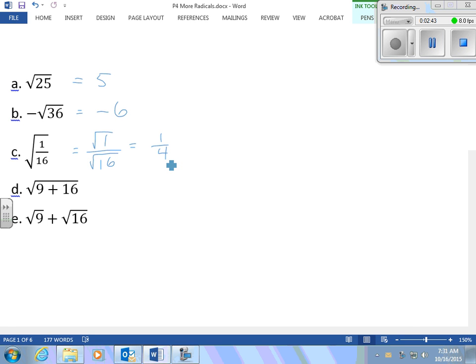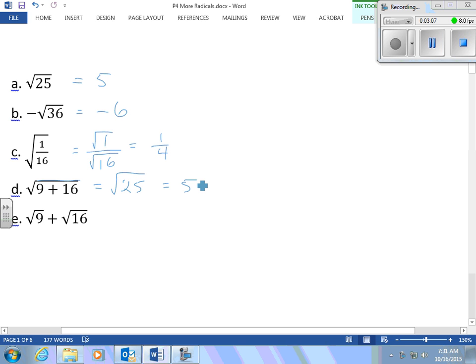The radical symbol extends longer if it's covering longer expressions. So it becomes like a grouping symbol, almost like parentheses. So you need to do what's inside or under the radical sign first. So we have to add the 9 and the 16 first. That'll give us 25, and then the square root of 25, which is 5.